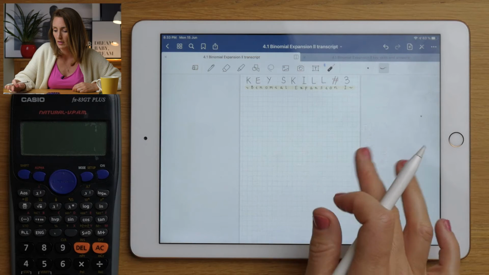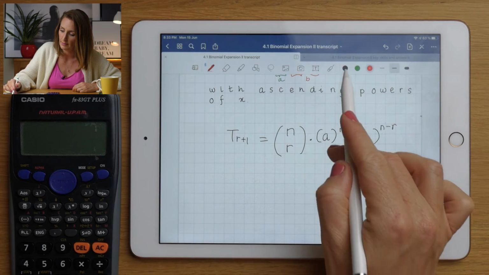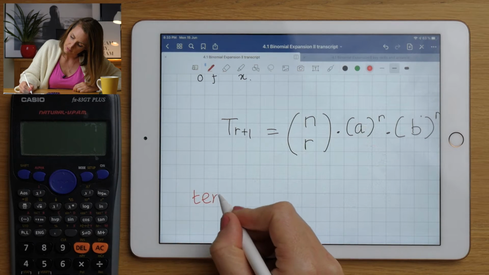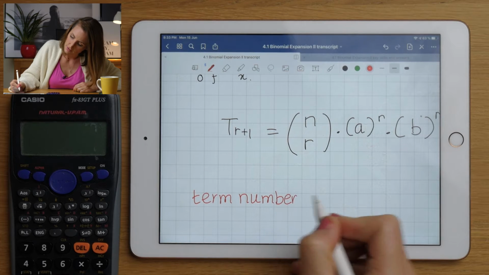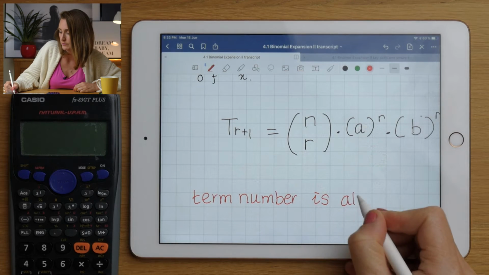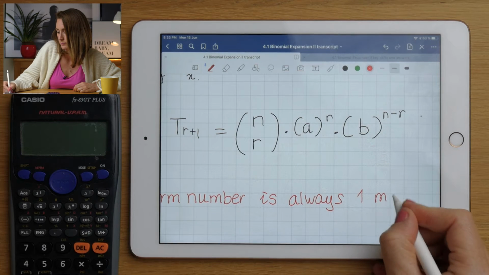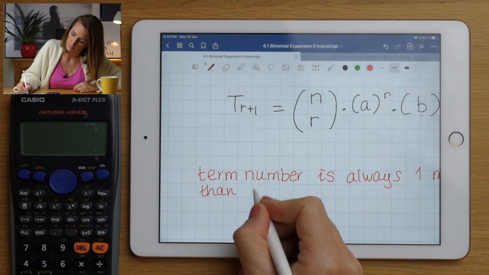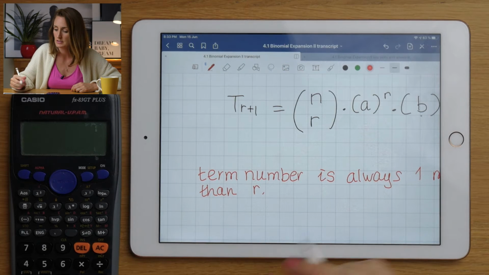Those of you that are very observant may have noticed one thing, and that's this. The term number is always one more than r. That's because in the first term, so when t is 1, T1, we set r equal to 0.